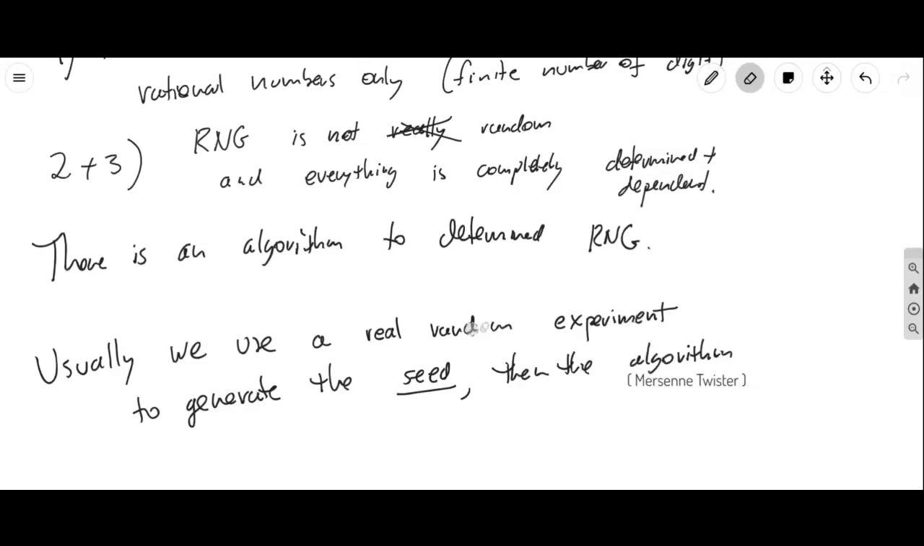So here's what we do. We use something that really is random, and that generates the seed. Once the seed has been generated, from that point on, the algorithm takes over and it produces that sequence for you. Now, what is being done to generate the seed? You might say, well, if you can generate the seed in a way that truly is random, why can you not generate all the other ones?